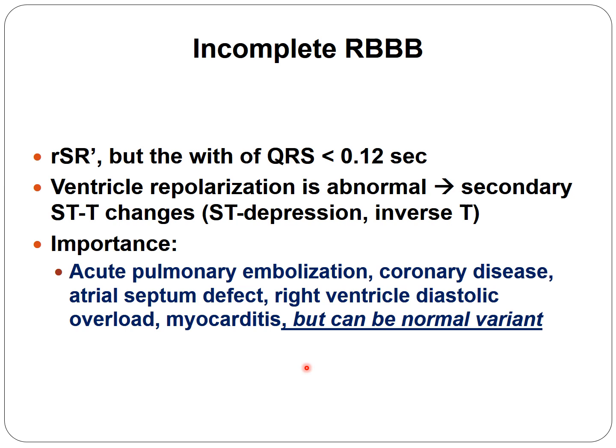What is the importance of this incomplete block? In a lot of cases, for example acute pulmonary embolism, coronary disease, atrial septal defect, right ventricular diastolic overload, and myocarditis can be behind this incomplete right bundle branch block. But don't forget, it can be a normal variant as well.